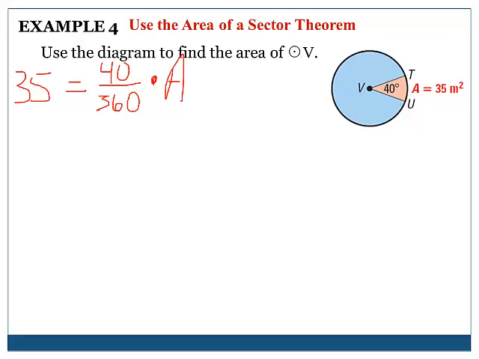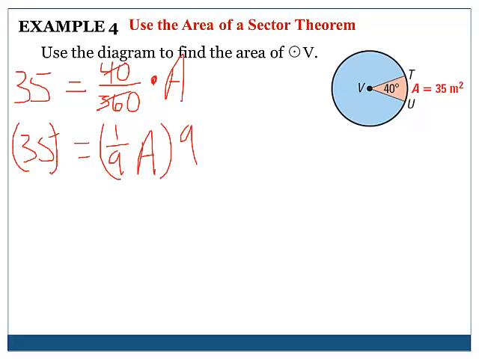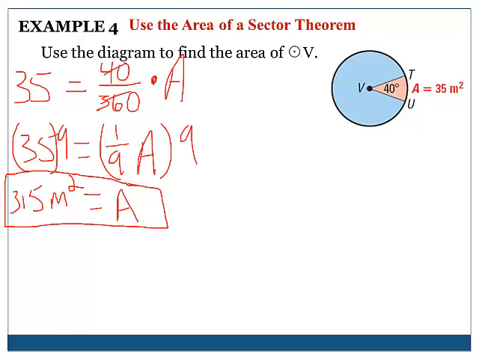And continuing solving this here, we can simplify this and get 1/9 of the area is equal to 35. Multiply each of these sides by 9. And our area will be 315 meters squared. Because once again, we're finding the area, so it's 315 meters squared.